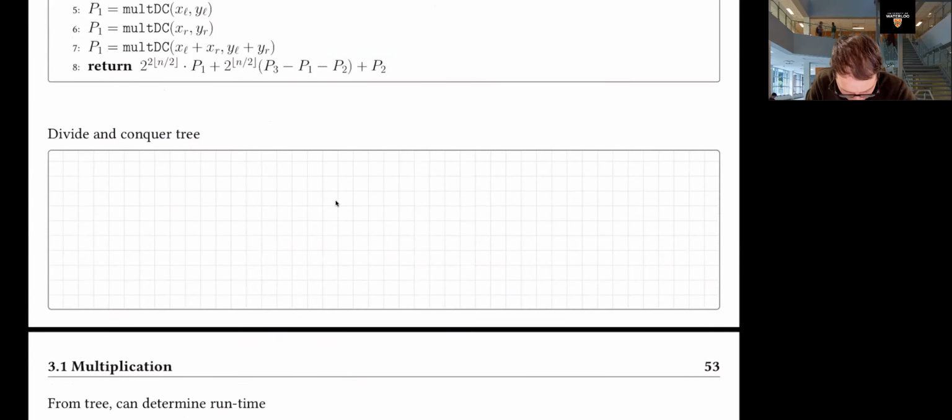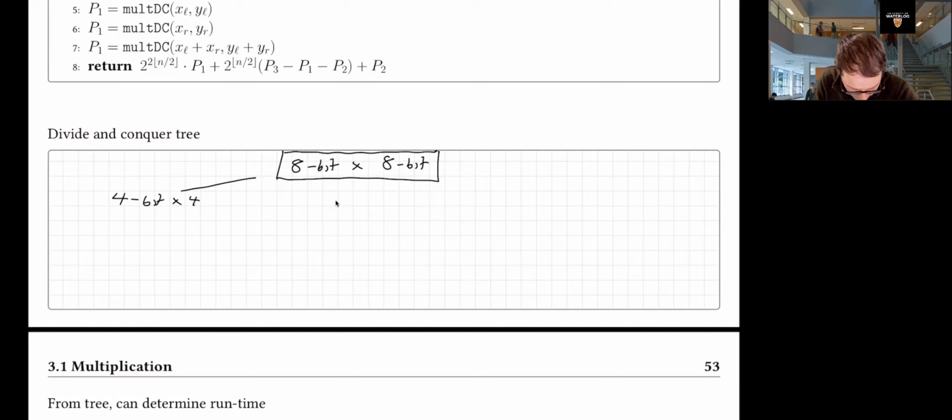So at the top, let's say I'm multiplying 2 8-bit numbers. So I have an 8-bit number multiplying an 8-bit number. To do that, I break it into 3 4-bit multiplications. So 4-bit times 4-bit, that's say for x left times y left. Another one. And then another one over here.